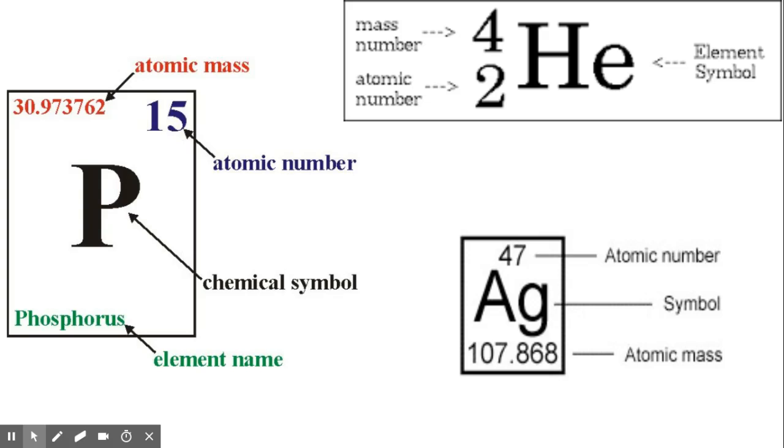Here are a couple other ways that atomic numbers can be represented. Here we see it's on the top right. Here it's centered on the top. And on this one, it's called isotope notation. The atomic number is actually on the bottom.